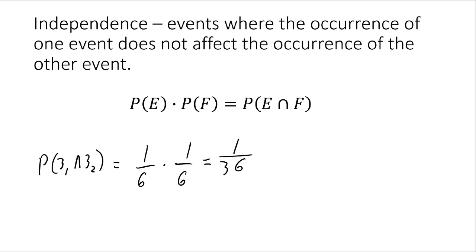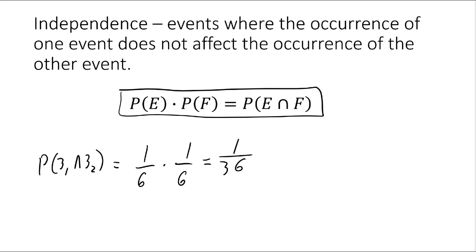Now, we can also use this to test for independence. So this is the formula, P of E times P of F equals P of E intersect F. That's the probability for the intersection of independent events. So if we multiply the probability of two events together and it equals the intersection of those events, that means they have to be independent, because that means the formula for the intersection of independent events worked. So let's use that to test independence.